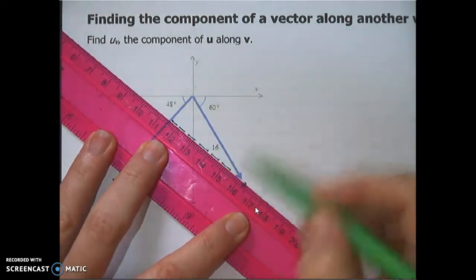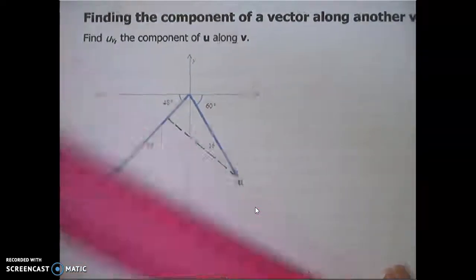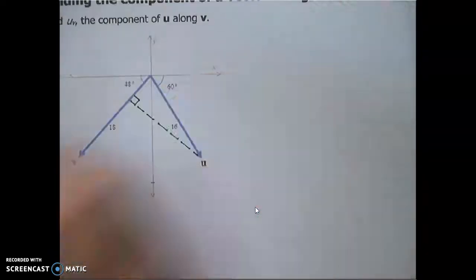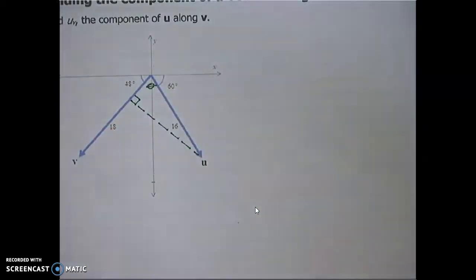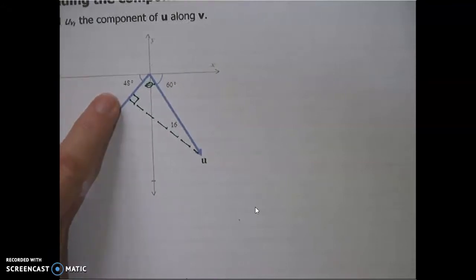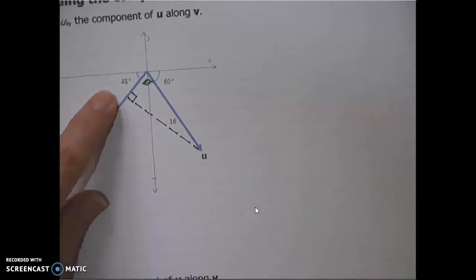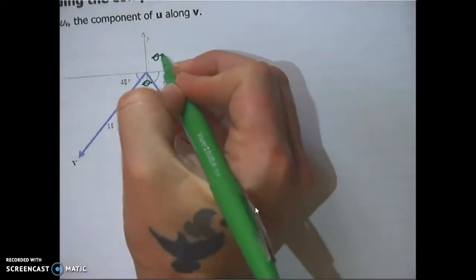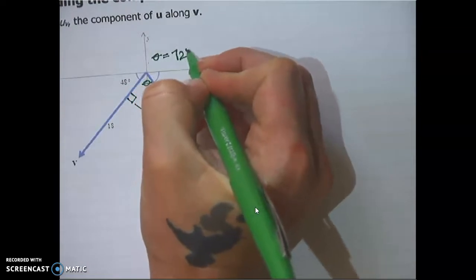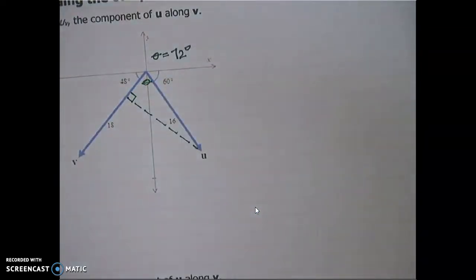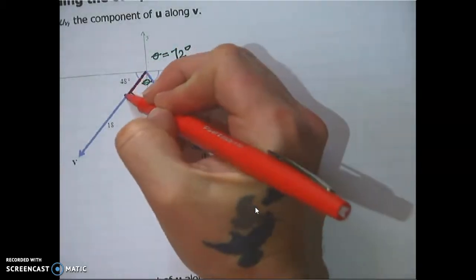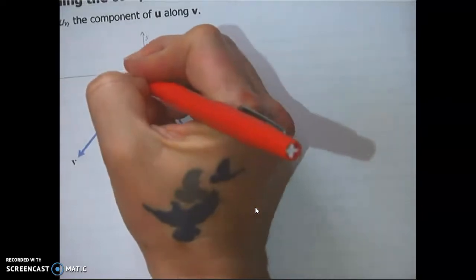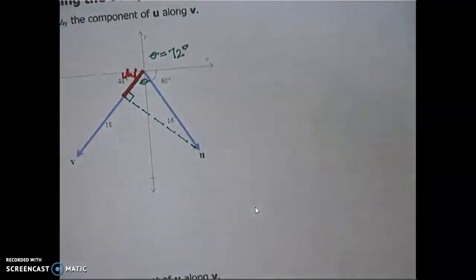So here's my perpendicular line. And then here's theta. And in this case, notice that we have the 48 and the 60 already accounted for out of that 180. So theta in this case is 72 degrees. And what they want, this component of u along v, is this spot right here, u sub v.